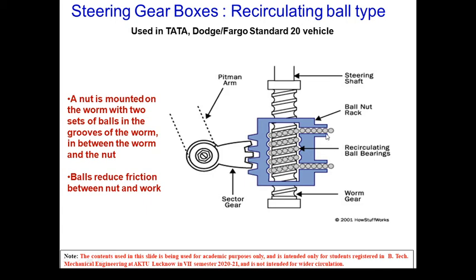And these are recirculated. They are in continuous motion. They are entering from one end, moving, and coming out of the other end. So a nut is mounted on the worm with two sets of balls in the grooves of the worm, in between the worm and the nut. This ultimately reduces the friction between the two components and causes less wear of the components. So that is a nice idea to use the balls inside the nut and worm assembly.